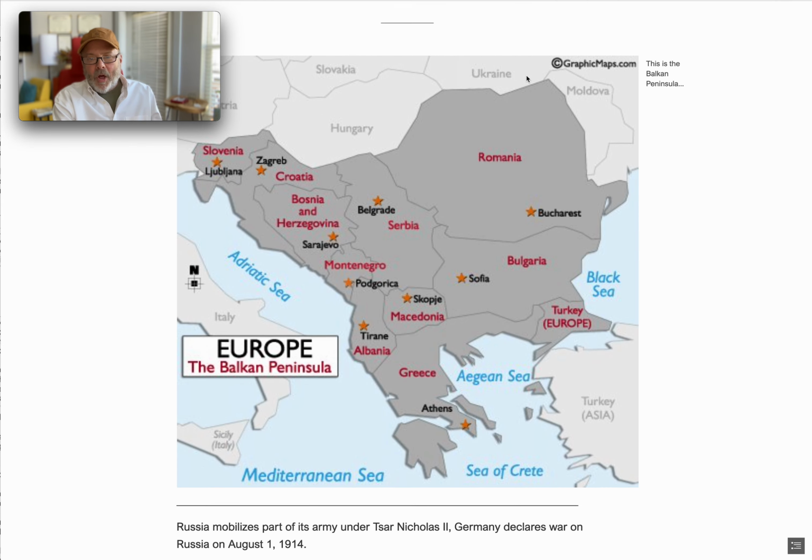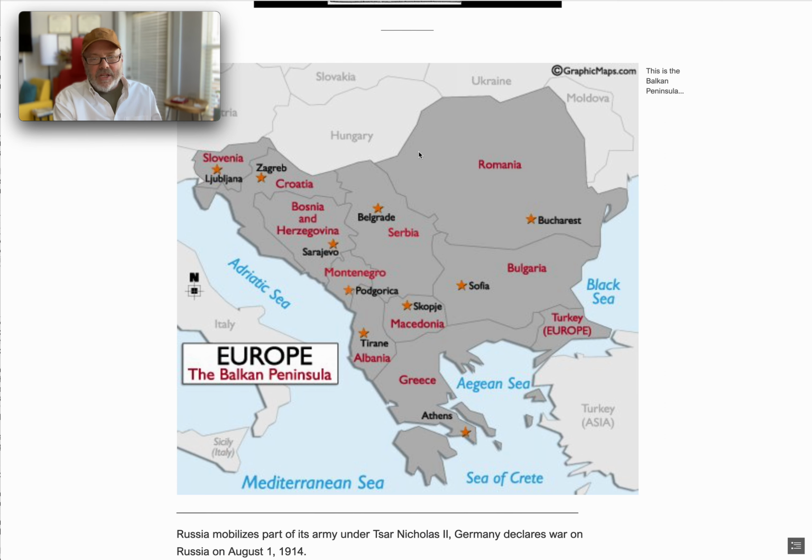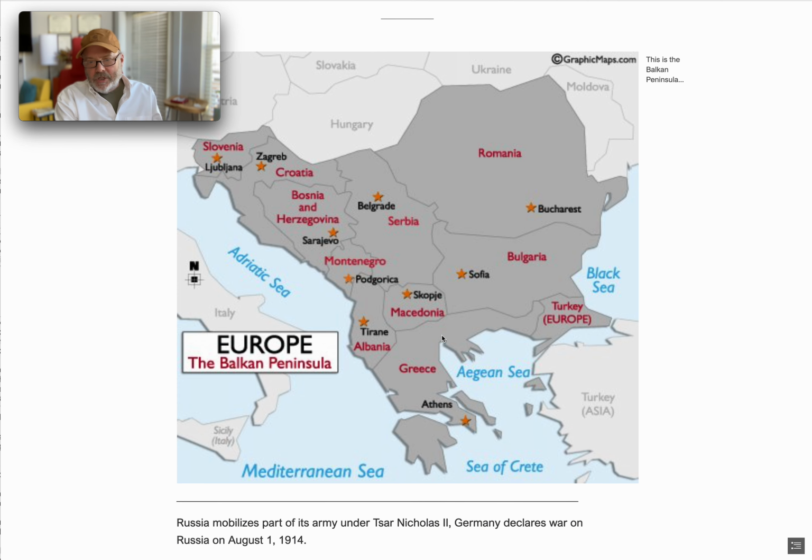So here's the Balkan Peninsula. This assassination happens in this area, Bosnia. If you're familiar with this region, here's Greece down here, maybe you've been, or Italy over here in the lower left. So that's where this starts. Not really close to Germany or Hungary, for that matter.